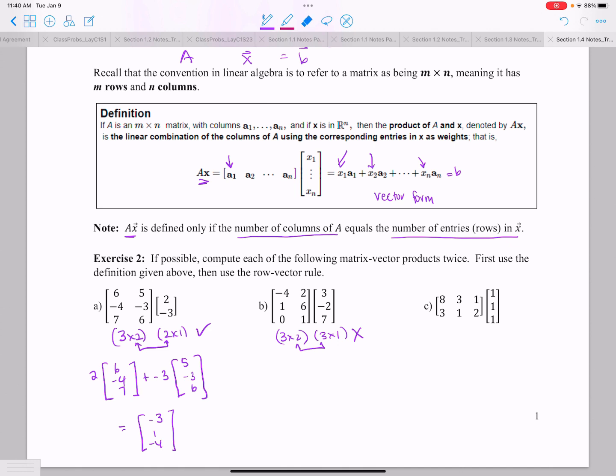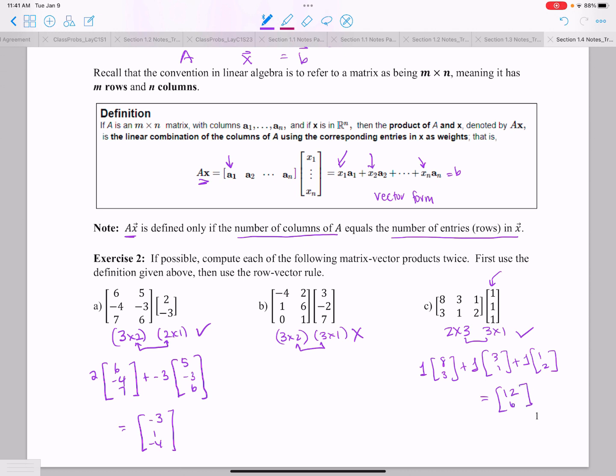This last one, I have a 2 by 3 and a 3 by 1. These do match, so I can do it. And again, think about the linear combination of the columns. Again, this x vector is my weights. So it's 1 times 8, 3, plus 1 times 3, 1, plus 1 times 1, 2. And if you add those together, you'll get 12, 6.